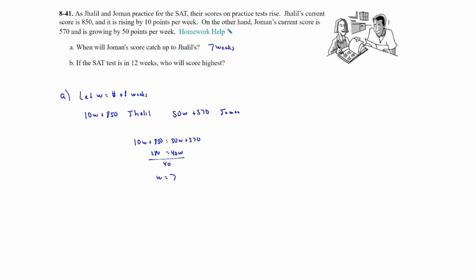And I set it up as an equation. We could have done a system, could have done a table potentially. So there's multiple representations on how you could actually figure this one out. If the SAT test is in 12 weeks, who will score the highest? Well, we can see that Joman's increasing at 50 points per week, and at 7 weeks they're the same. So then at that point it seems like we don't necessarily even have to calculate. We could, but we don't have to calculate based on the growth of Joman's test score. So it appears that Joman will have the higher test score by week 12.